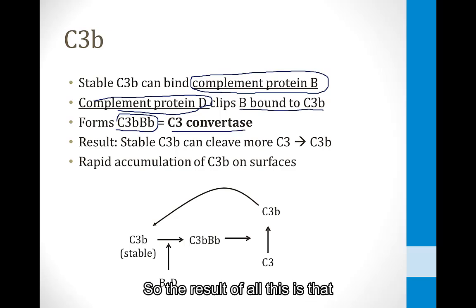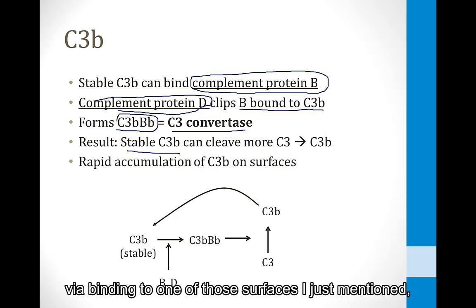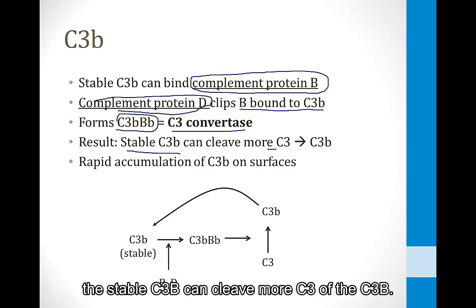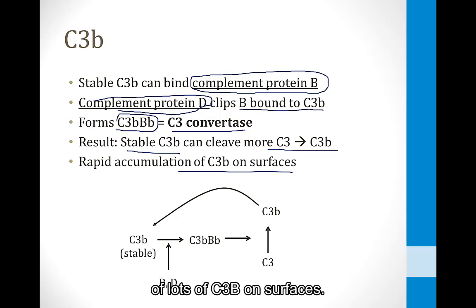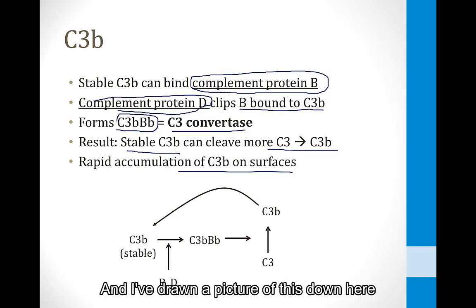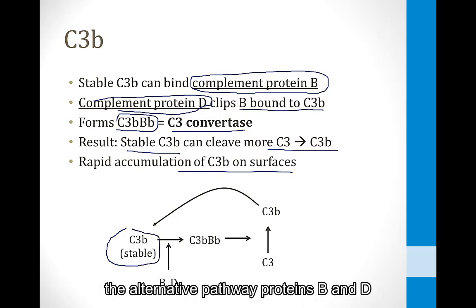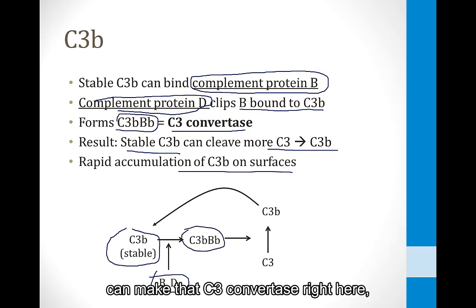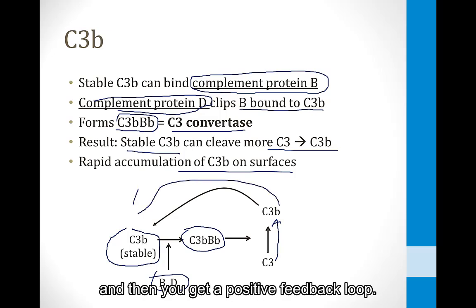So the result of all this is that once the alternative pathway creates stable C3b via binding to one of those surfaces I just mentioned, the stable C3b can cleave more C3 into C3b. The result is a rapid accumulation of lots of C3b on surfaces, and I've drawn a picture of this down here to help you understand. Once you get some stable C3b via the alternative pathway, proteins B and D can make that C3 convertase right here, which converts C3 into C3b, and then you get a positive feedback loop.